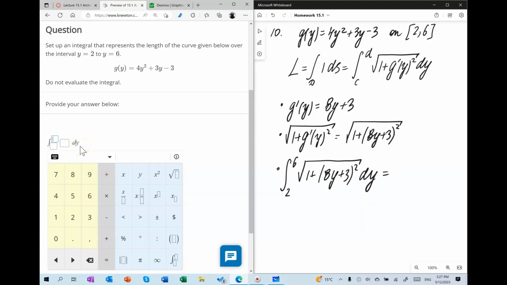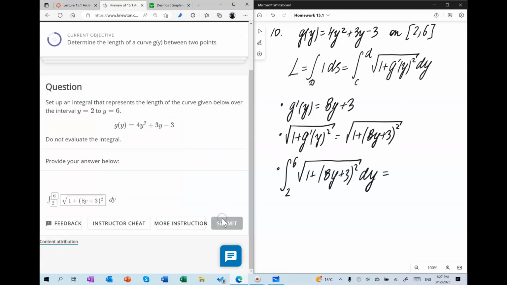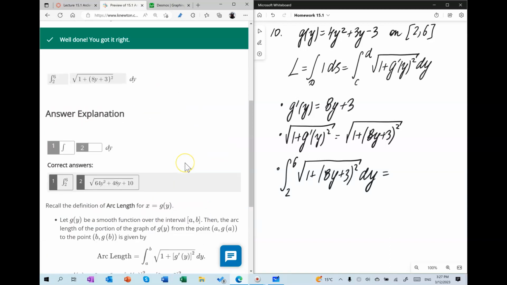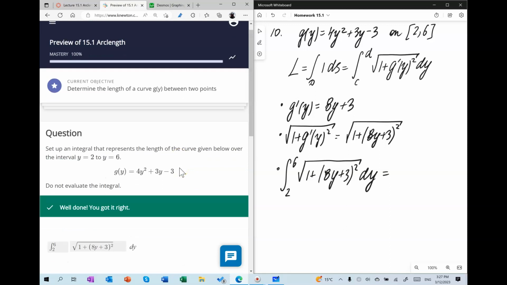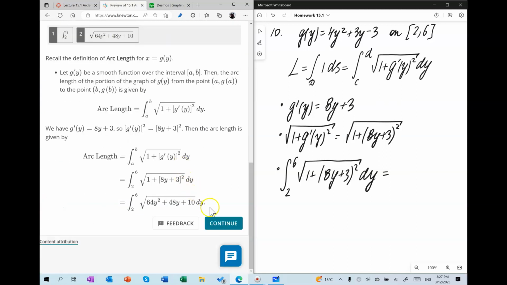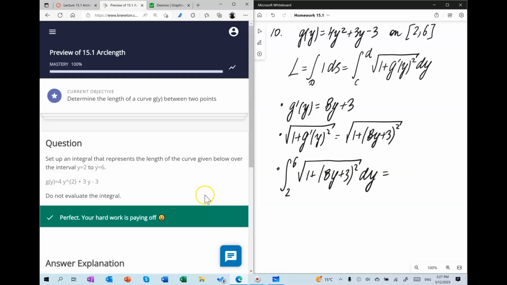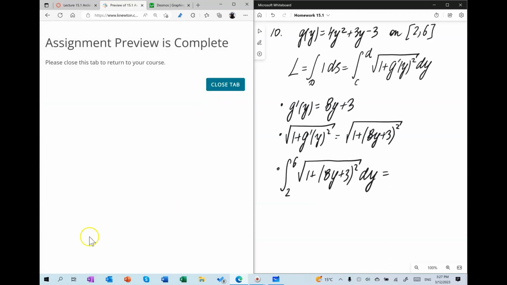So let's go ahead and enter it. 6, 2, square root of 1 plus 8y plus 3 squared. And we got it. So we worked towards the end, and now it seems like we reached the end of this homework. If you have any questions, feel free to reach out.